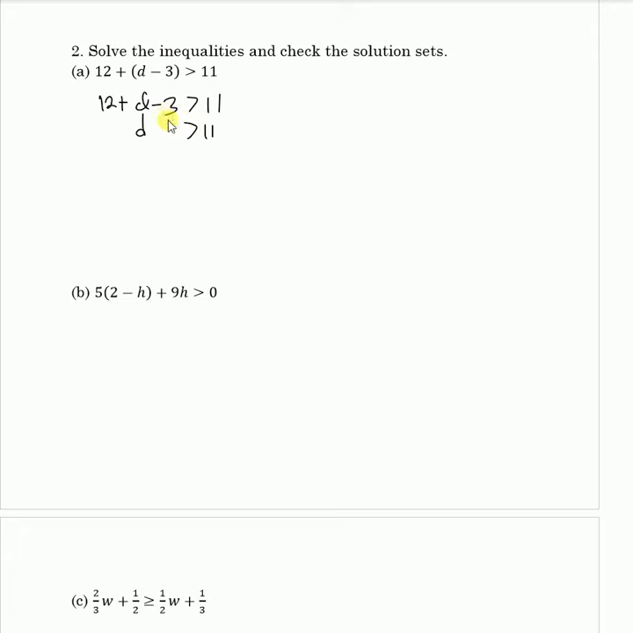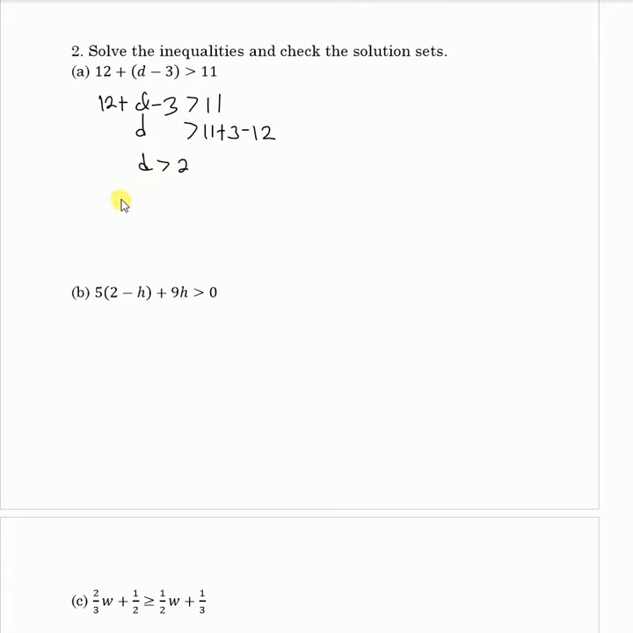The 3 crossing the inequality sign becomes plus, so that is plus 3. Then 12 becomes a minus the other side. So I subtract 12, and when I work this out, I get that d is greater than, this one is supposed to be a 2, because 11 plus 3, that is 14, minus 12, that is 2. So d is greater than 2.